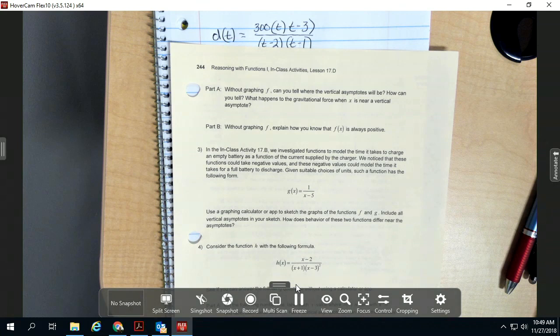Okay? Okay. Hey, here's a question. How many of you, when you looked at it, knew it was a rational function? What does a rational function mean? A variable is in the denominator.